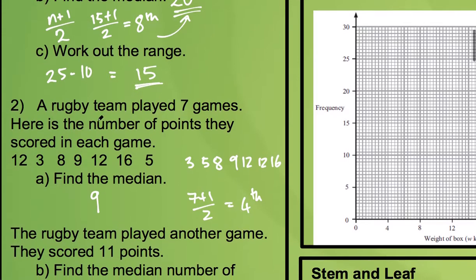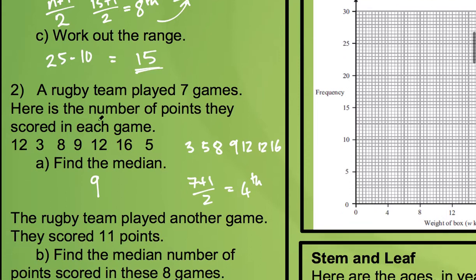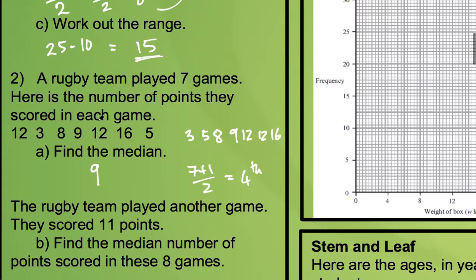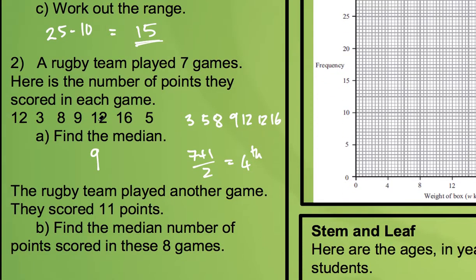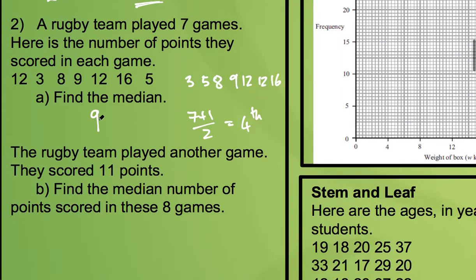The rugby team played another game and scored 11 points. Find the median number of points scored in these 8 games. So I've got an 11 to add to this list now. So that's obviously going to go between the 9 and the 12. So I'm now, instead of looking for the middle number, I'm looking for halfway between these 2 middle numbers.